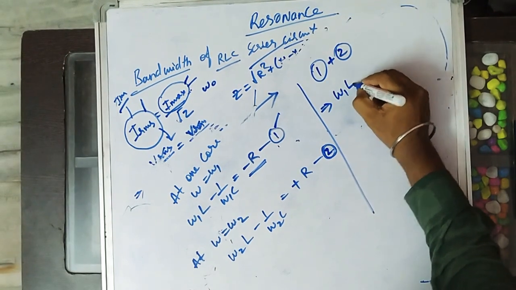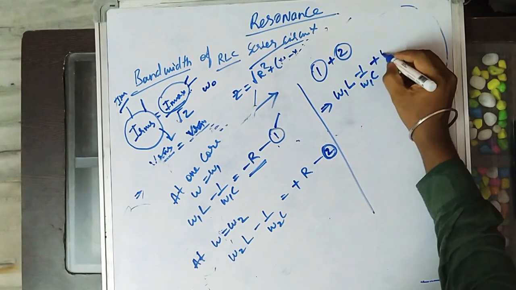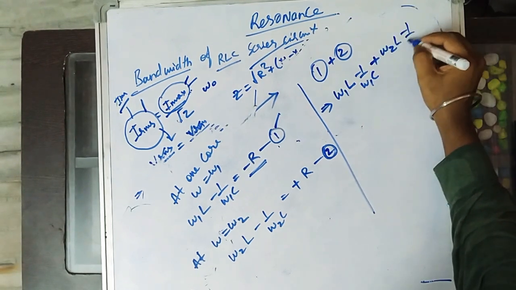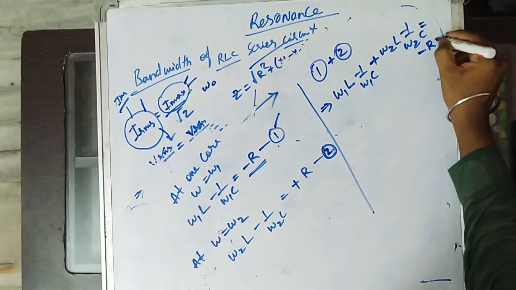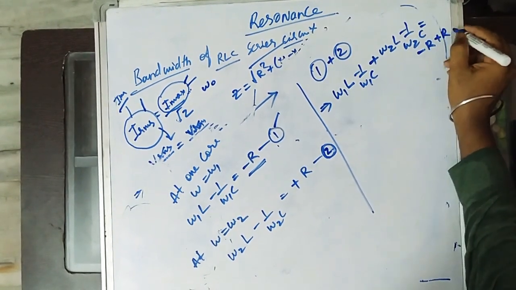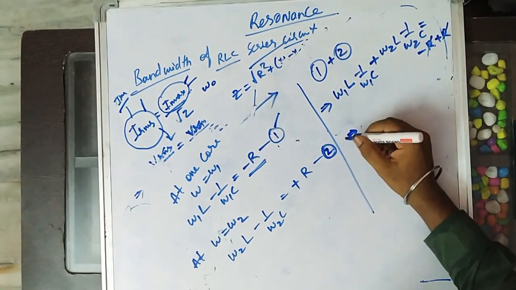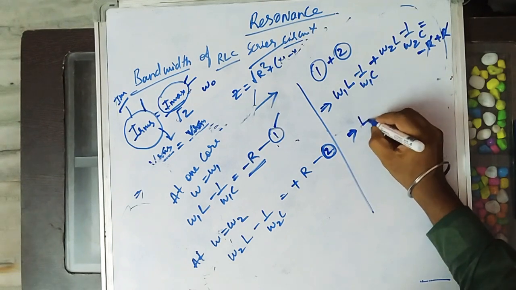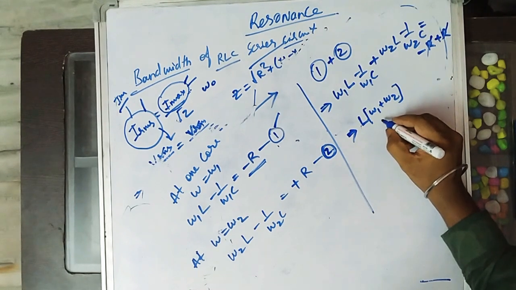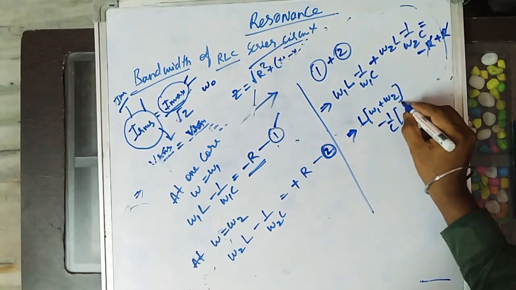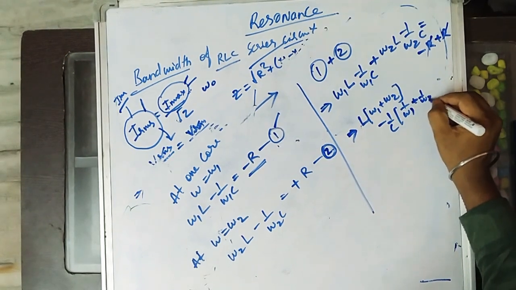Omega 1 L minus 1 by omega 1 C plus omega 2 L minus 1 by omega 2 C equal to minus R plus R equal to 0. Then these two will get cancelled, and after solving this you will get, if you take L common, omega 1 plus omega 2, and we'll take 1 by C common, 1 by omega 1 plus 1 by omega 2 equal to 0.